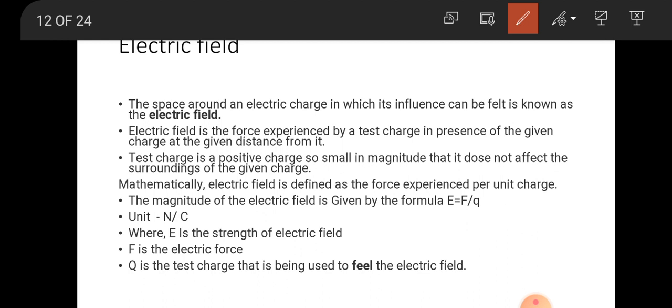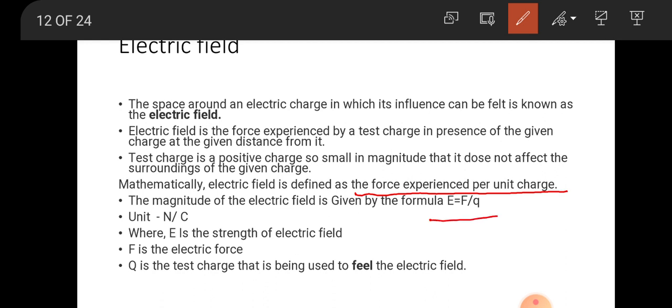Okay, now how to represent the electric field mathematically? So this electric field, mathematically it can be defined as the force experienced per unit charge. And who is exerting this force? The source charge. Okay, so the source charge obviously is going to exert a force, and who is experiencing the force? The test charge. Okay, so mathematically we can define electric field as the force experienced per unit charge.